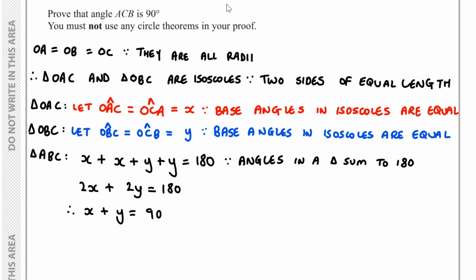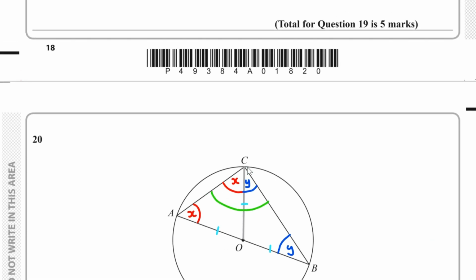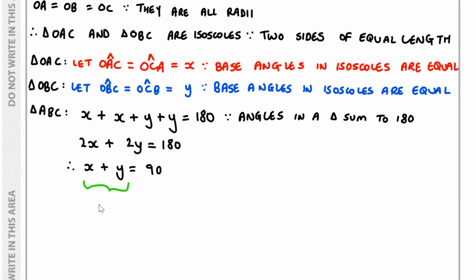But this over here is actually the angle ACB over here. So let's just make this smaller. So this is ACB. Okay. And therefore, that's exactly what we wanted to show. So let's just write that down. Hence shown.